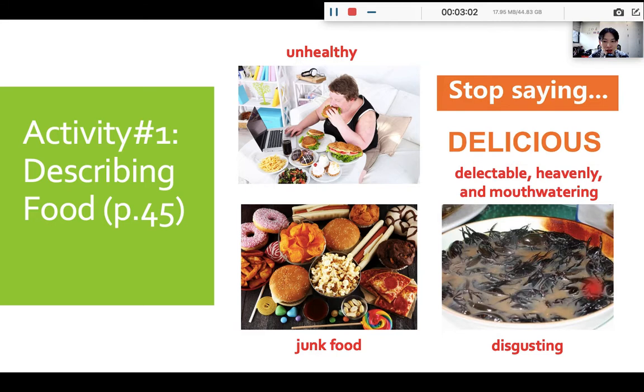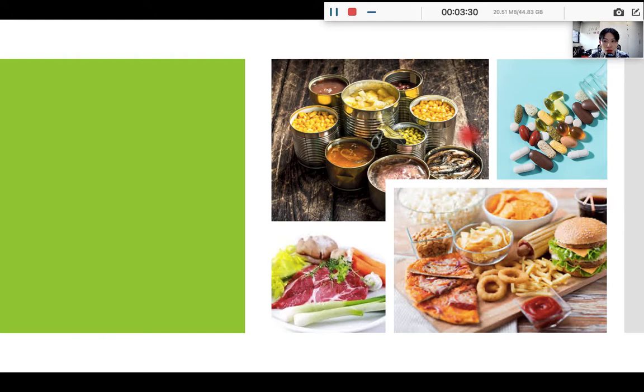And then if you take a look at the bottom right, you will see a lot of insects in the bowl, right? This is probably a delicacy from Southeast Asia, but for people from other continents, it might be viewed as disgusting. Okay? So I believe you all know unhealthy, junk food, and disgusting. I would like you to pick up 3 words to replace delicious: delectable, heavenly, and mouth-watering. Okay? Okay, let's move on to go over the other words in activity 1.